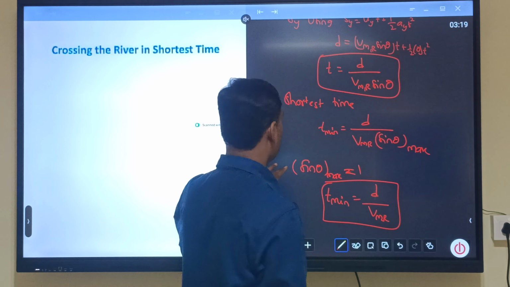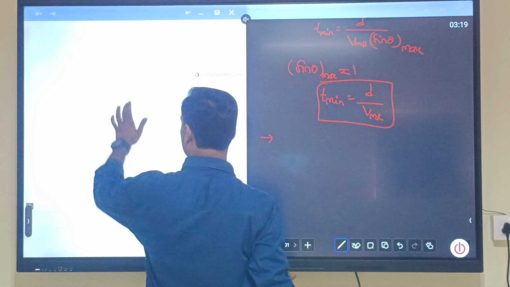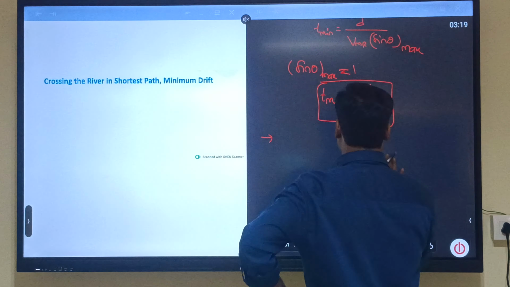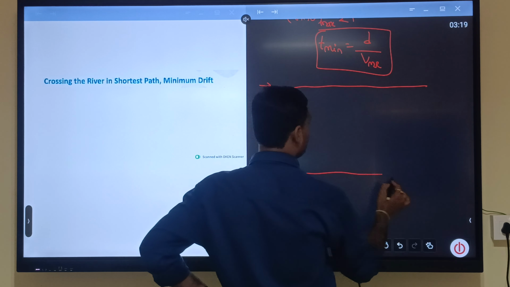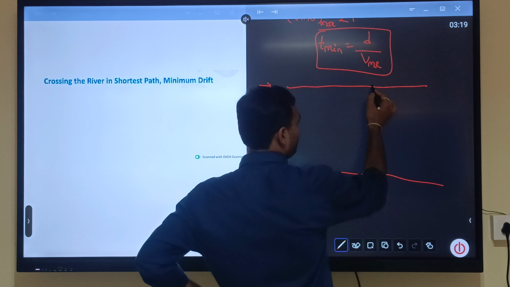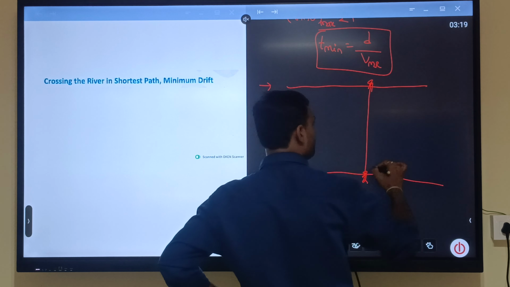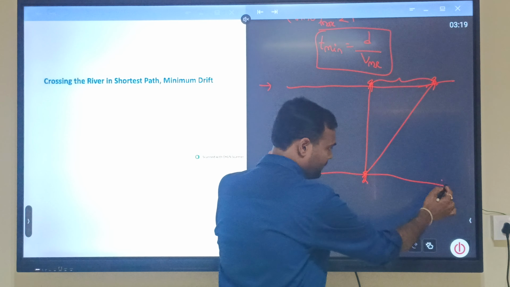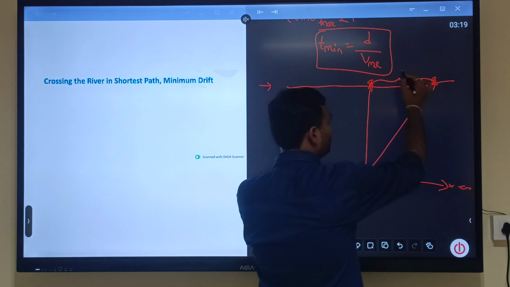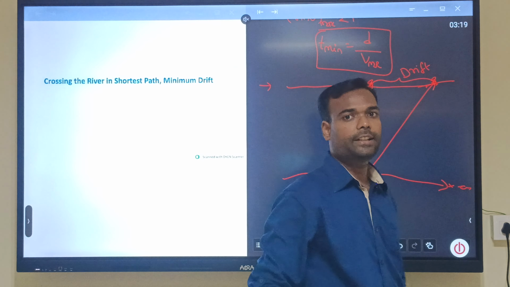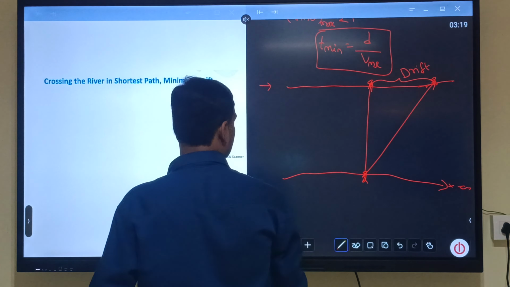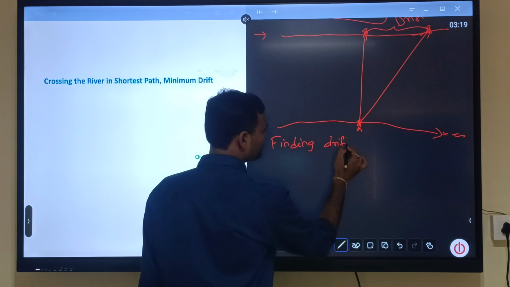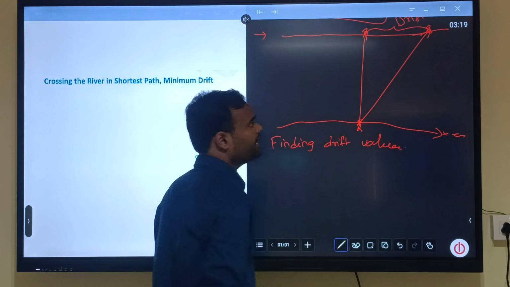Clear? Then the next point is, they are asking us to find crossing the river in shortest path, that is minimum drift. What is drift? See here, the man started his journey from here. He tries to reach this opposite point, but because of the river flow, he reaches this point. Then on the x-axis, from the initial location to the final location is known as drift. Then how can we find that drift value?